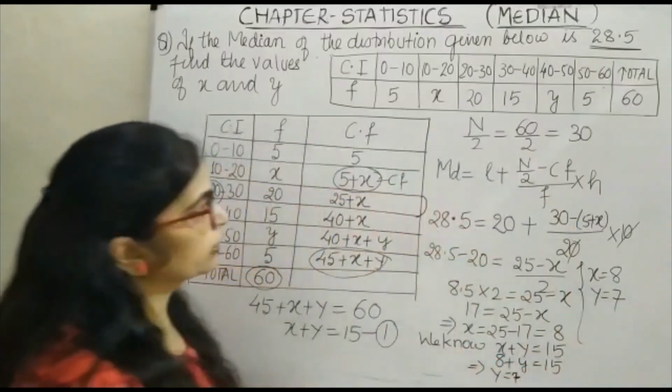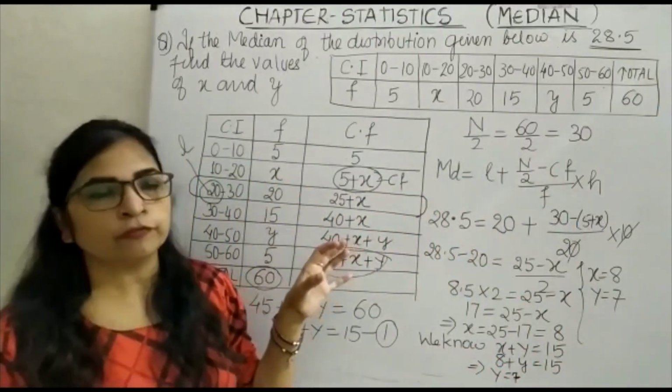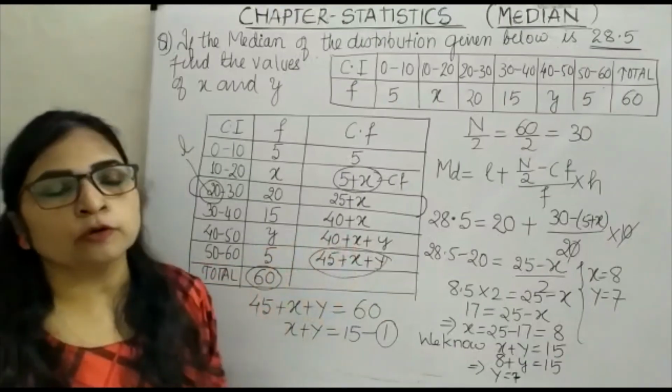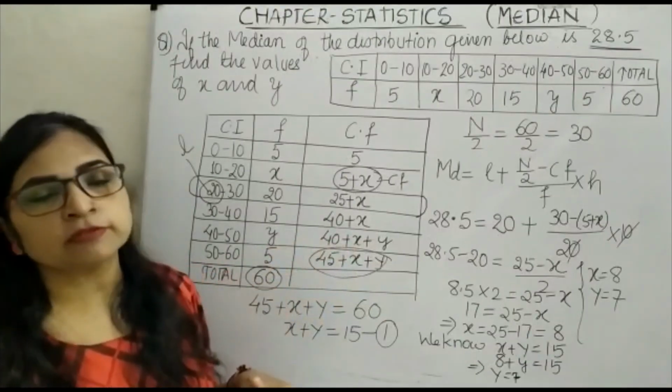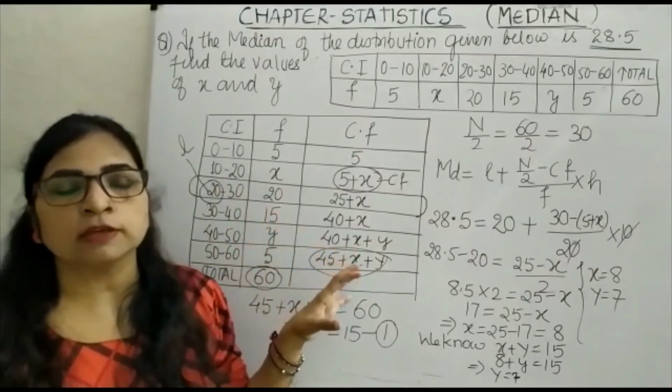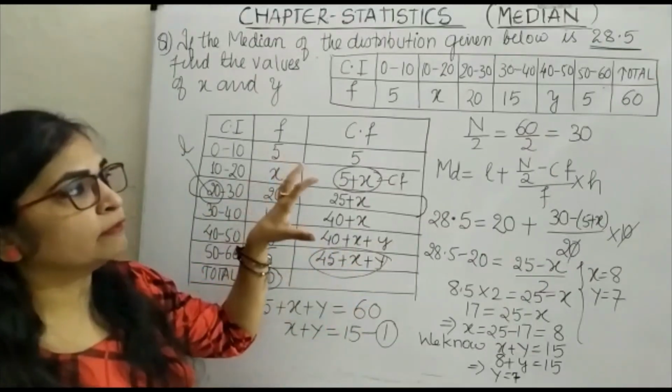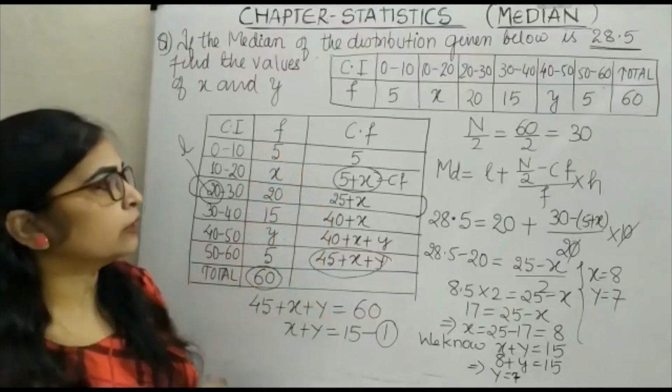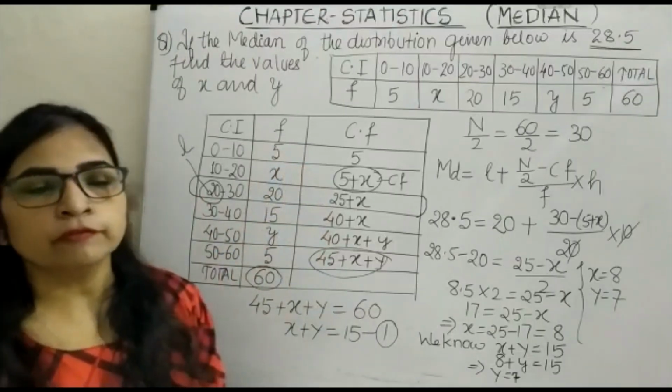This is how we can work out the unknown frequency. Sometimes your unknown frequency may be a single variable, sometimes it may be double. Whenever you have to work out the unknown frequency, the median will be given to you. With the help of that you can work out the unknown frequency.